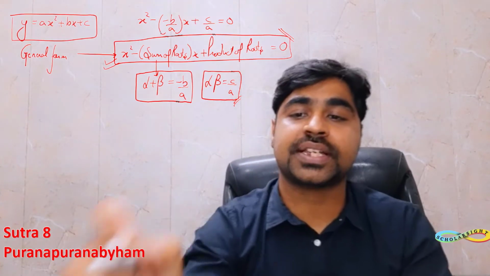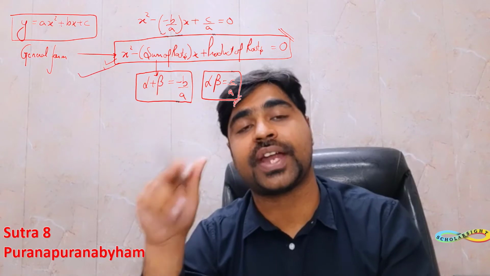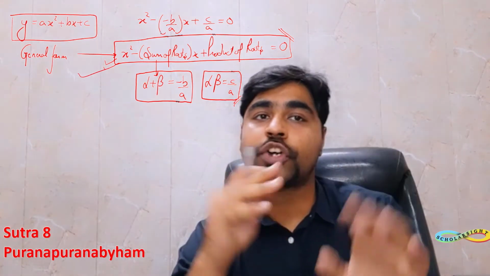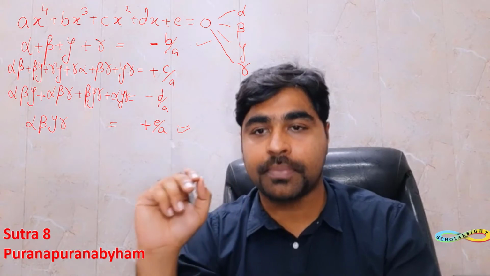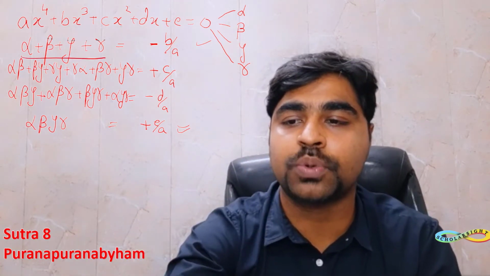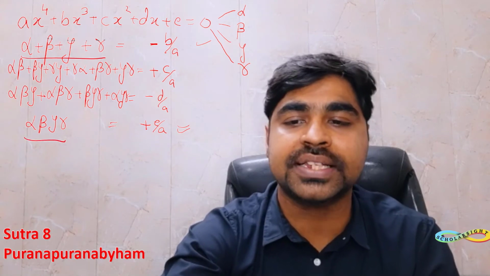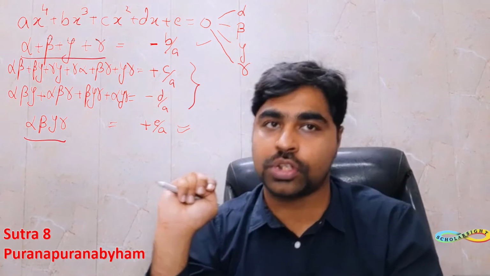We will also be discussing the second general form of a quadratic equation, through which we will be finding the sum of the roots and the product of the roots for you. This is an example of a biquadratic equation and how we can find the sum of the roots, the product of the roots, and the sum of the roots taken 2 at a time and 3 at a time also.